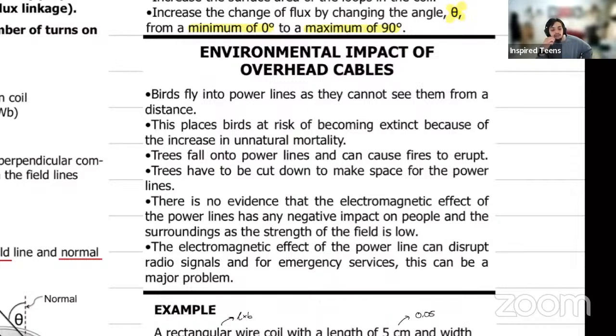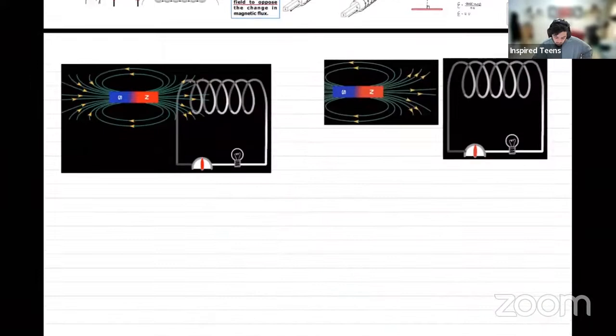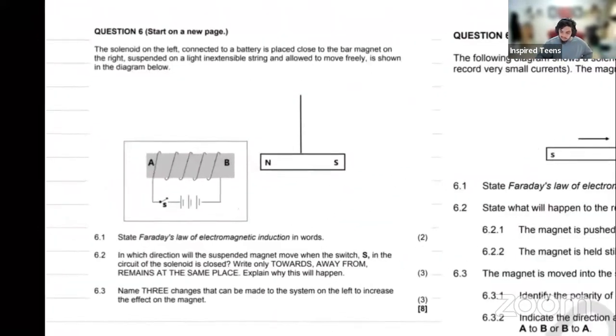The electromagnetic effect of the power line can disrupt radio signals. As for emergency services, this can be a major problem. Okay, let's move on. Let's do some questions.